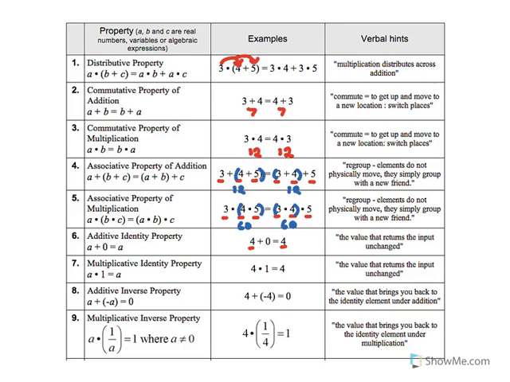The multiplicative identity property is anything times 1. So in this case, 4 times 1 is that anything right back. Okay, 4 times 1 is still going to give me 4. 5 times 1 is still going to give me 5. 7 times 1 is still going to give me 7. X times 1 is still going to give me X. That's called the multiplicative identity property. Anything times 1 will give you that same amount right back.